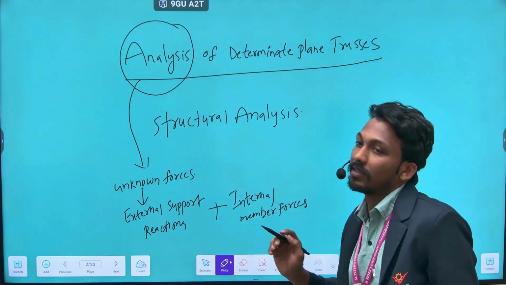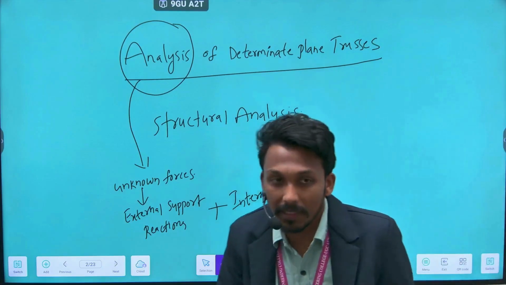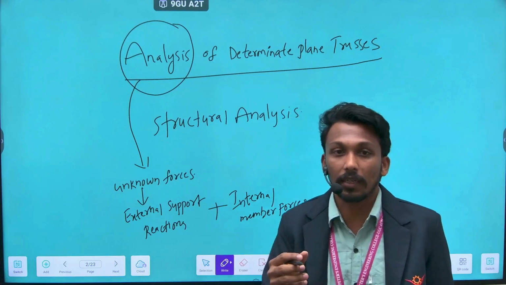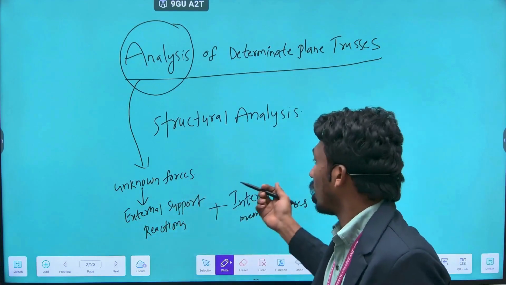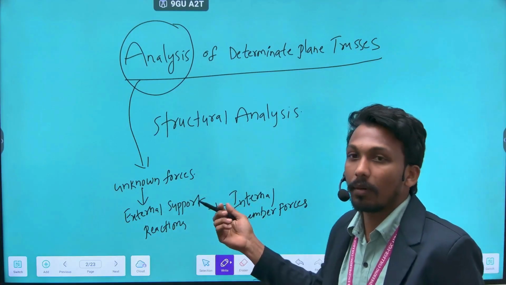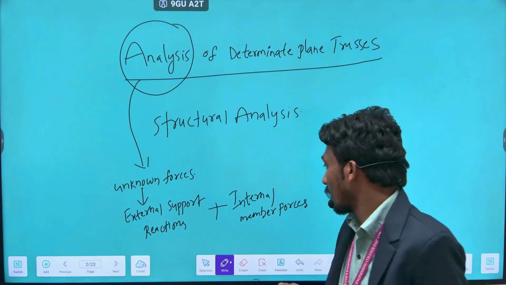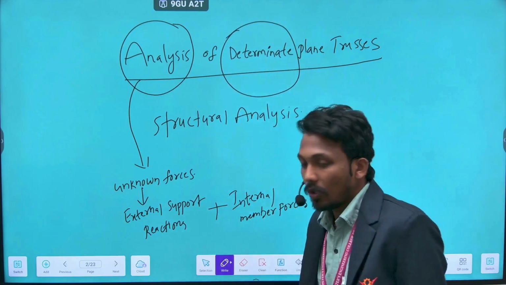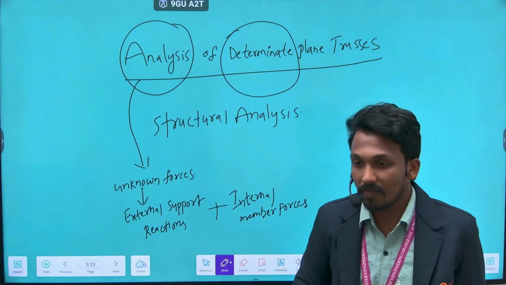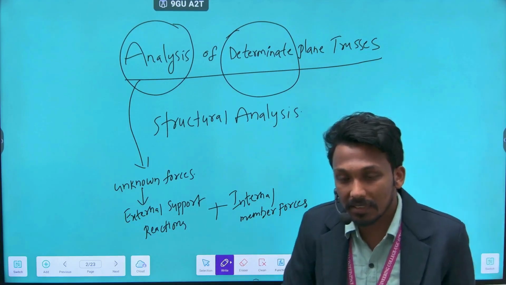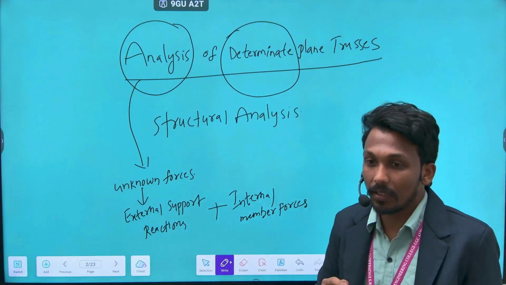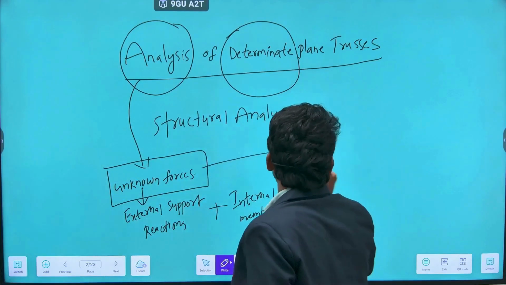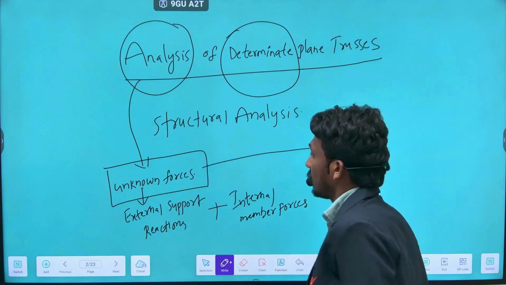So analysis of a structure means calculation of unknown forces that are present in the structure, maybe a beam, maybe a frame, like that. So next, determinate. Let us say we have a structure. Now what is a determinate structure? A determinate structure means if we have a structure, it will have some unknown forces. Let us say the total number of unknown forces is x.